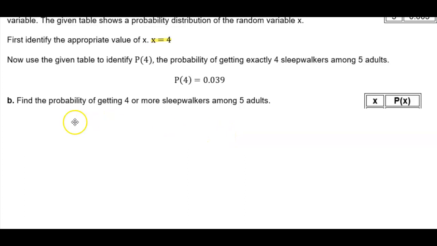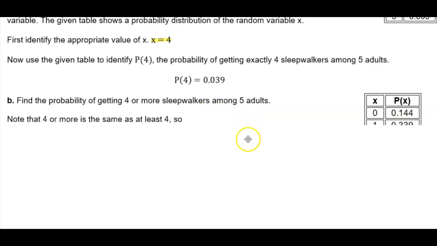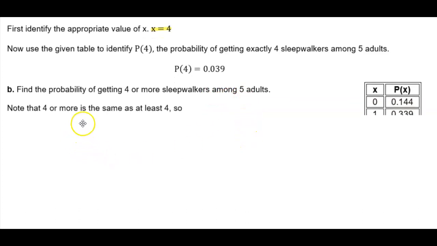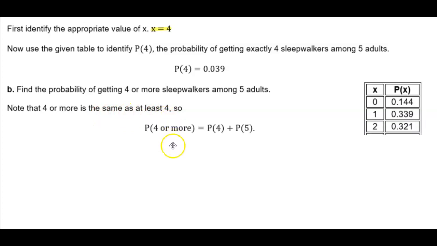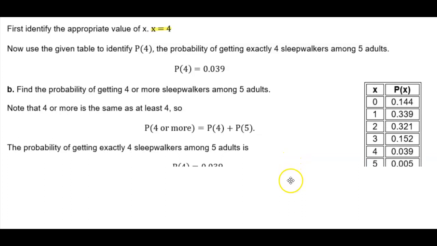Now in part B it says, find the probability of getting 4 or more sleepwalkers among 5 adults. Note that 4 or more is the same as at least 4. So that means the probability of 4 or more is equal to the probability of 4 plus the probability of 5, because that's how far it goes in the table.